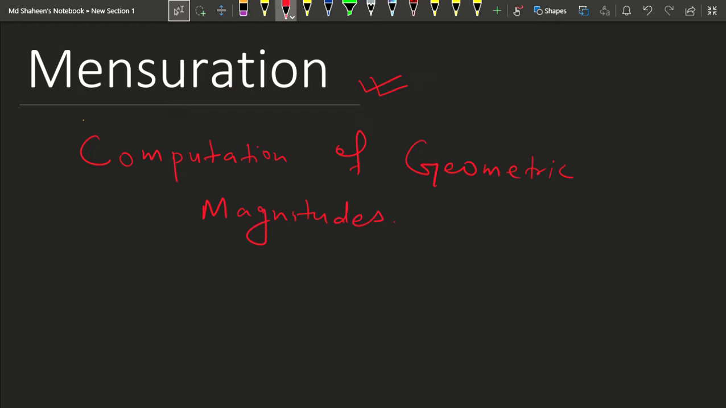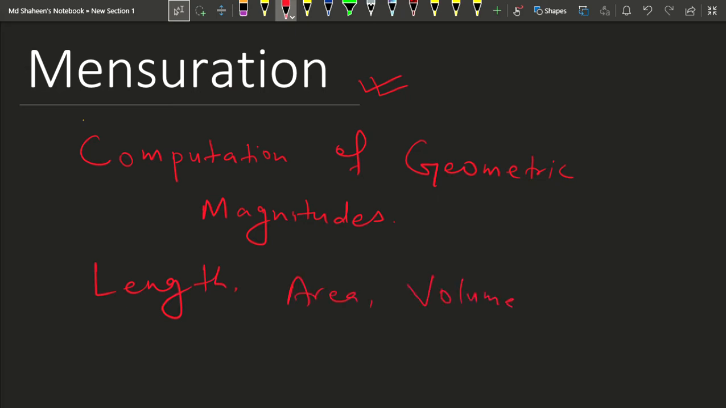Suppose we are measuring the length of a line. That is mensuration. We want to find the area enclosed inside some surface. That is the magnitude. That is mensuration. So if we are finding length or area or volume, these are mensuration. So what will we find here? We will find length, area, volume.